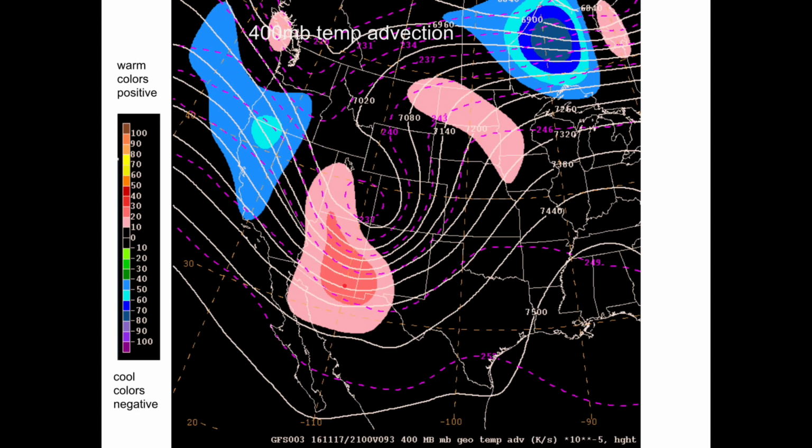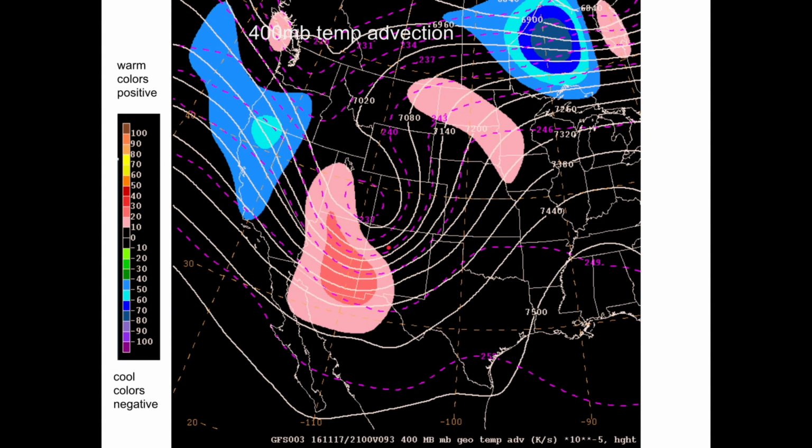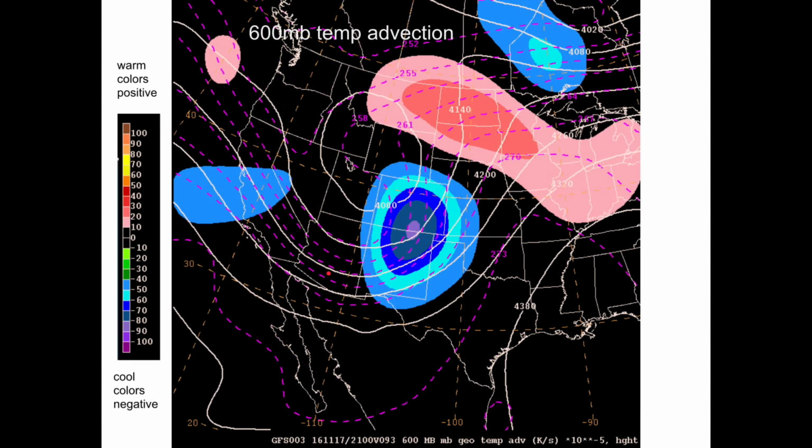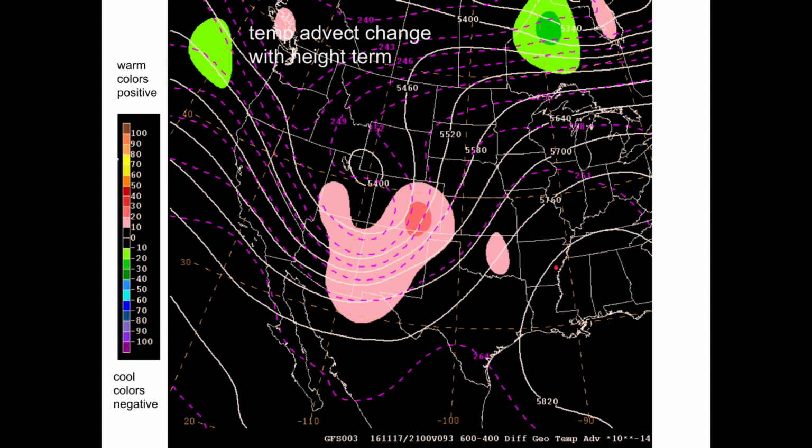Well, we want to see how things are changing with height. So if we go back, at 600, this is the lower level, we actually have some cold advection that gets weak, and maybe even no advection at 400, and then say here in Arizona, we start with basically no advection, and it gets more positive as we go up to 400. So it looks like throughout this region, the Four Corners area, Colorado, New Mexico, Arizona, we actually have temperature advection that's getting more positive with height.